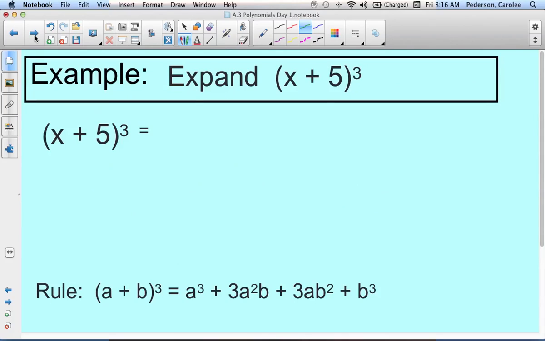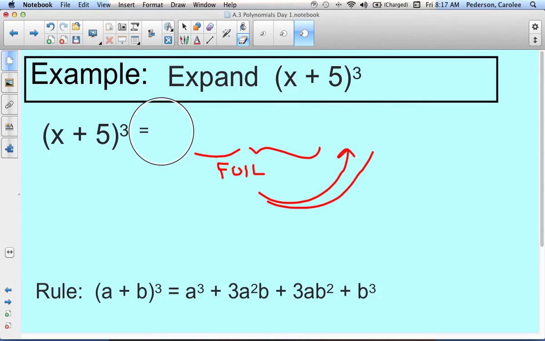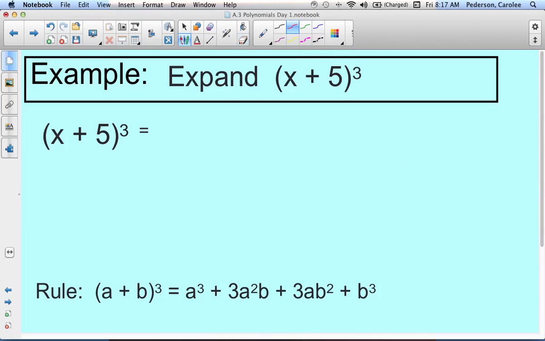So here's an example. We have x plus 5 raised to the 3rd power. So again, like I said, the old way would be to take x plus 5 times x plus 5 times x plus 5. You don't need to write this down. And we would FOIL these two first and get our answer, and then distribute all terms in the FOIL to that last binomial. It takes a little bit of work. So we don't want you to do it that way. We want you to use the rule. And I have the rule below.